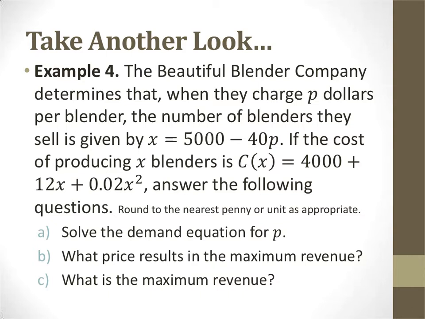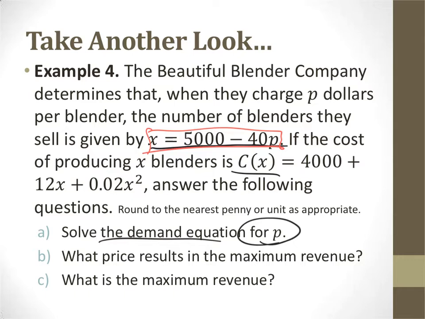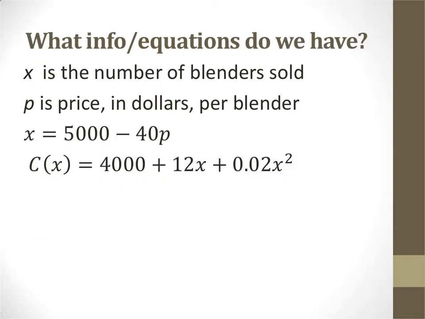Okay, now that you've done that, you've got x, the number of blenders that they're actually trying to sell. They're giving you a cost function as well. The first thing we're going to do is solve the demand function for P. Now, the demand function, oddly enough, is here, and it's not written in terms of P equals something. So we're going to have to do something about that.